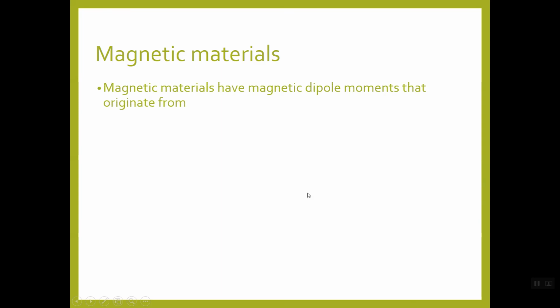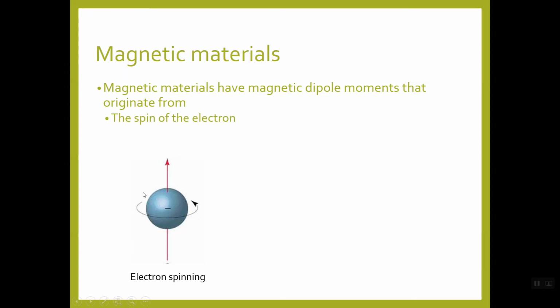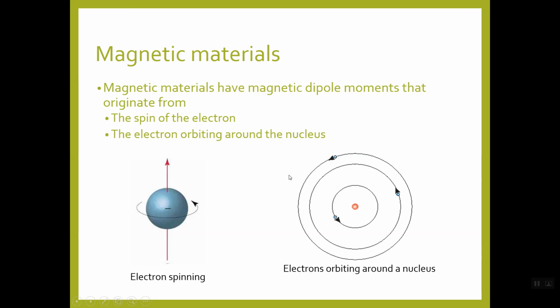So where do these magnetic dipole moments originate from in magnetic materials? Well, there's two sources. There's the spin of the electron. You can think of electrons as spinning about an axis, and that creates a dipole moment. And then we have electrons orbiting around the nucleus that also creates a magnetic dipole moment.